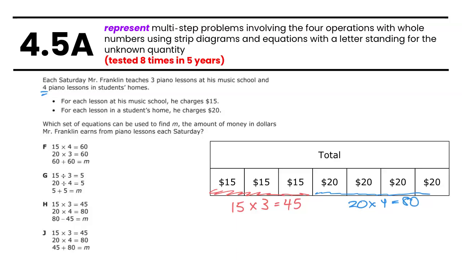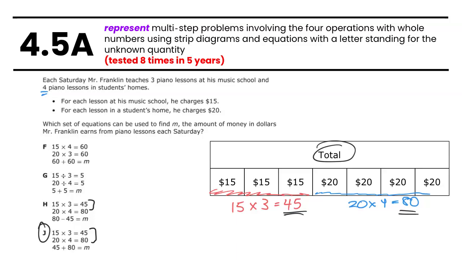Now, those are the first 2 steps in order to solve this real-world problem. If we look at our answer choices, there are 2 of them that have those in there. H and J both have 15 times 3 and 20 times 4. H, in order to find the total, has a student subtracting 80 minus 45, and J has the students adding. And what I can see from my strip diagram is that I'm looking for the total, and I'm going to add up the parts in order to get that whole. And so J would be the correct answer in this particular case.